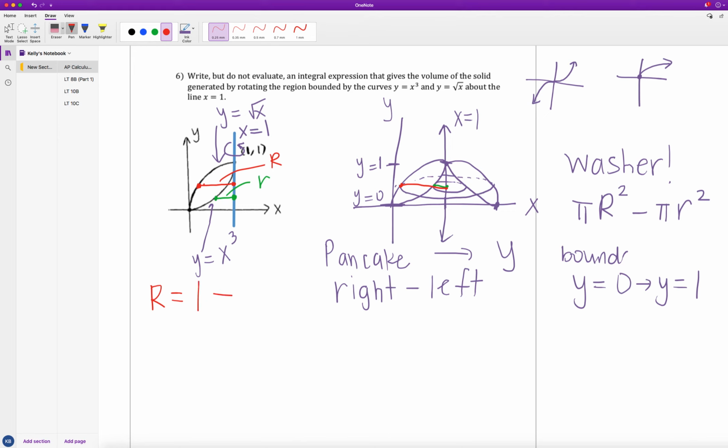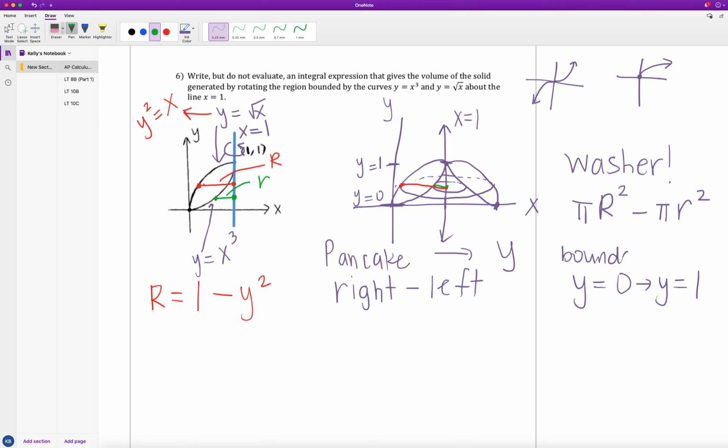My left curve that I have is all the way over here, which was y equals the square root of x. Well, I can't plug in the square root of x because I need to be in terms of y, since my bounds are in terms of y. So instead, I need to isolate this and make this an x equals equation. To do that, I'll need to square both sides. So I end up with y squared equals x. What that tells me then is my leftmost curve is actually going to be y squared. So my big radius will be 1, my axis of revolution, minus my left curve there, which is y squared.